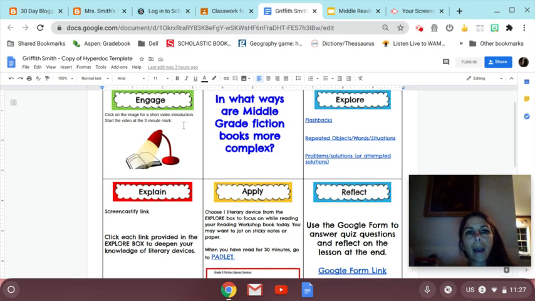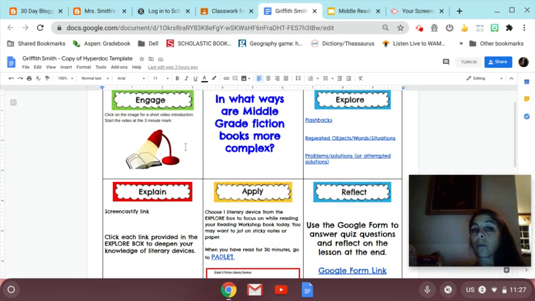Okay, we're back. You should have just finished the engage part of this lesson and you got an intro into middle grade fiction books, probably already getting a sense of what's making them more complex. I'm going to further explain what goes into the writing of these middle grade fiction books, and how the authors are writing them so that you can raise your awareness as you read.